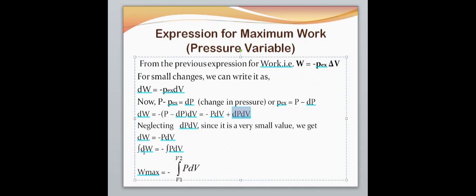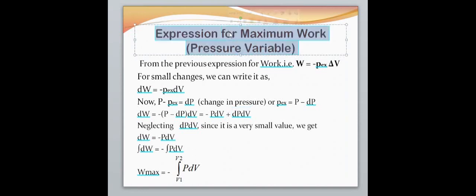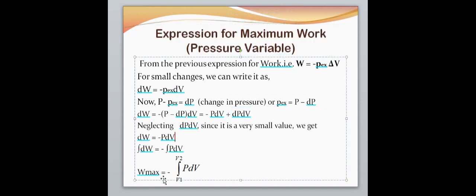Now in maths, you must have studied the chapter on integration. Integrating both the sides, I get this value. The symbol of integration is what I put. So dW is equal to minus integration P dV. Now integration of dW is nothing but W max, that is maximum work. What are we doing? Expression for maximum work. So W max is equal to minus, and the limits are from V1 to V2. Those are the limits applied for this integration of P dV.